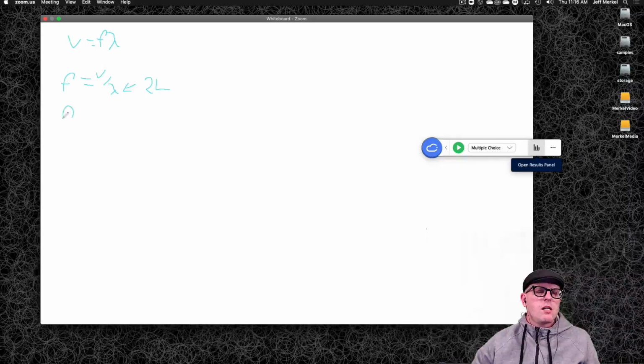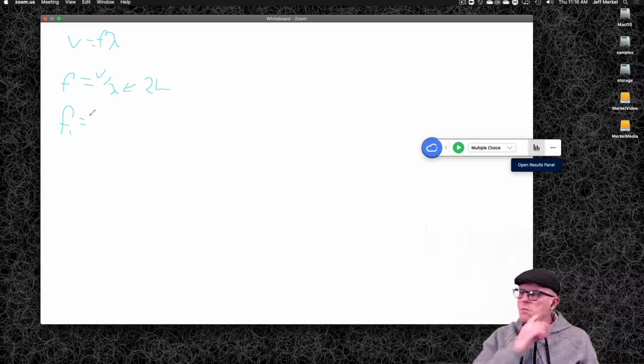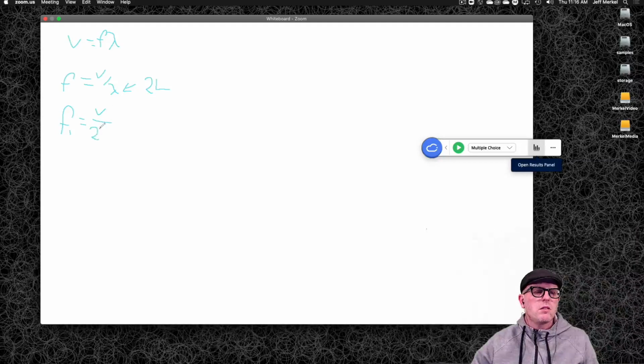So I'm going to go F1. The little 1 right here indicates that it's the fundamental, V over 2L. So F1 equals 1130. Because we're in the imperial system, we're using feet. If I want to do a dimensional analysis on this, it'd be feet per second. And then the bottom is going to be 10 times 2. Sorry, I know this is really bad handwriting.